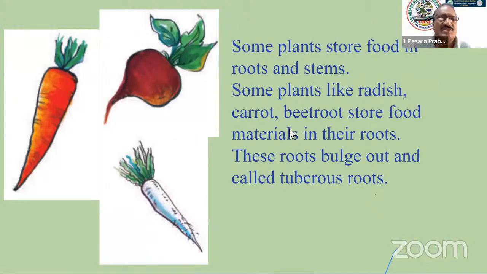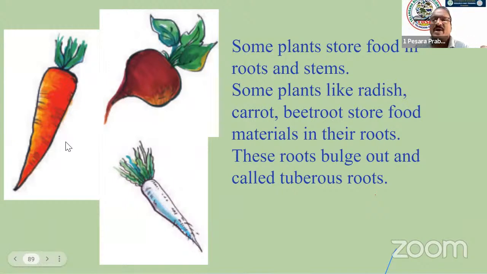So these are also roots. Of course, they appear in special shape. Why? Some plants store food in roots and stems. These plants store food in roots. Some plants like radish, this is radish, carrot and beetroot store food materials in their roots.